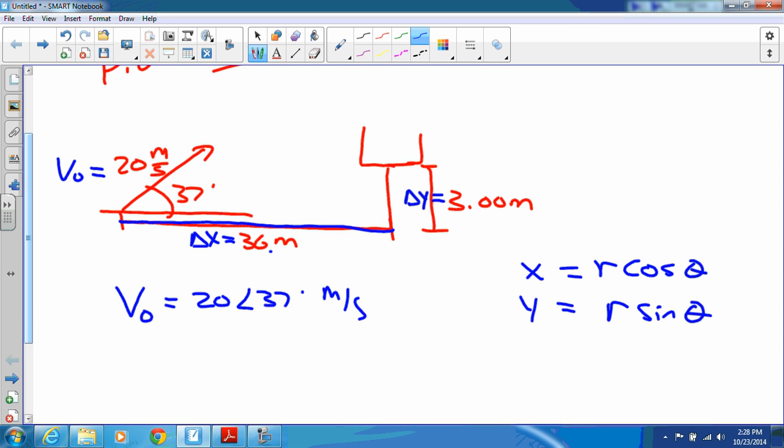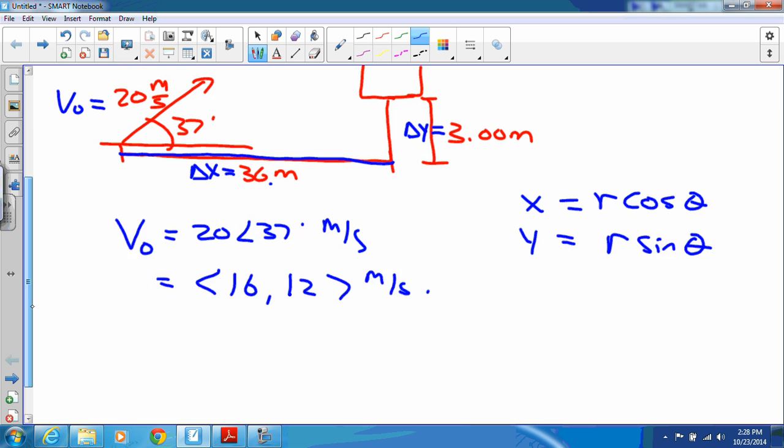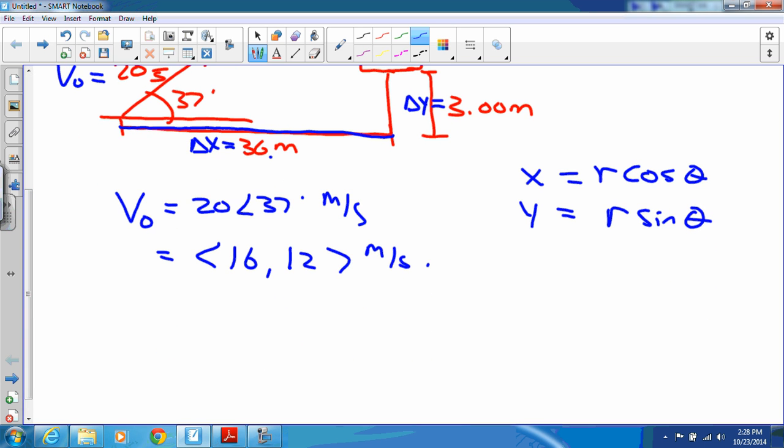What do you get for your 15.97 and 12.03? Yep, I'm going to call that 16 and 12 meters per second. And so all of our projectile problems begin by placing the initial velocity in rectangular form. Having done so, we now immediately move to equations of motion. And we do them separately in the x and in the y direction.